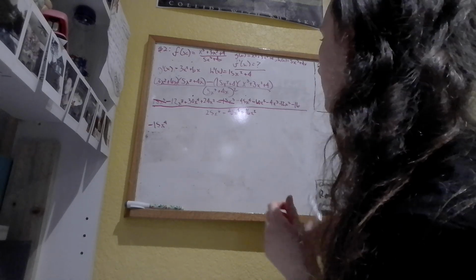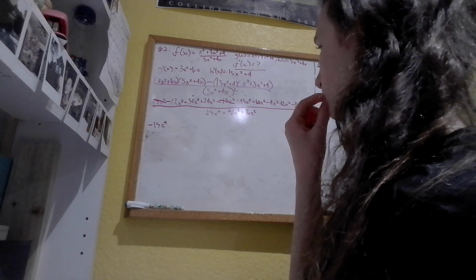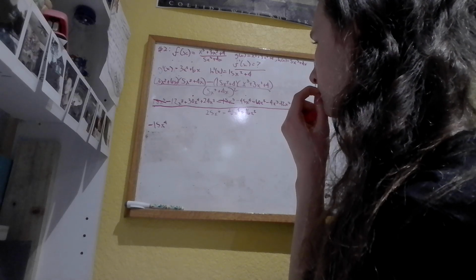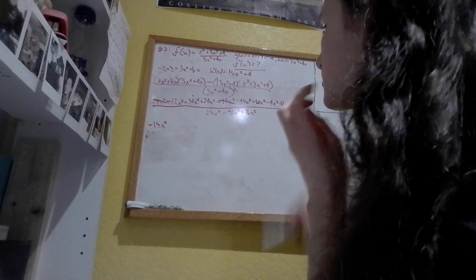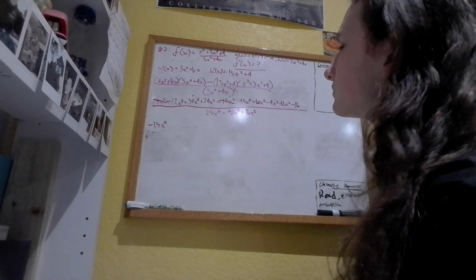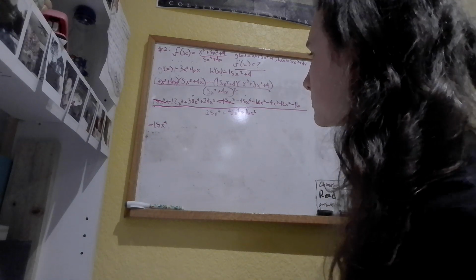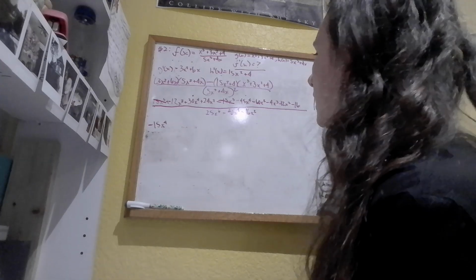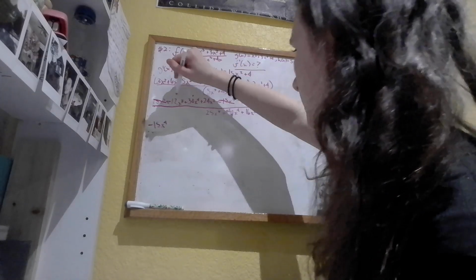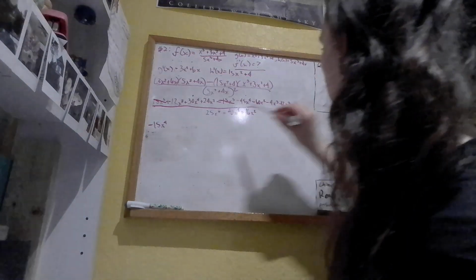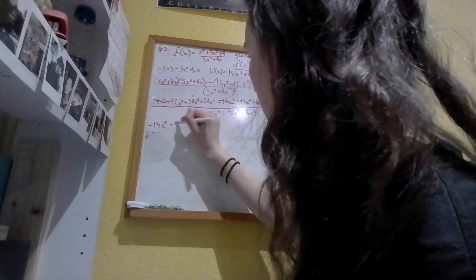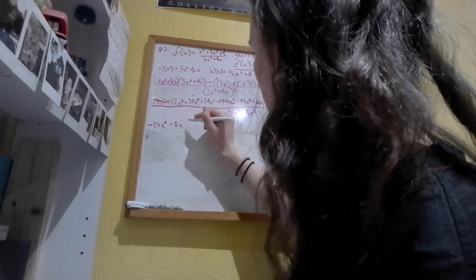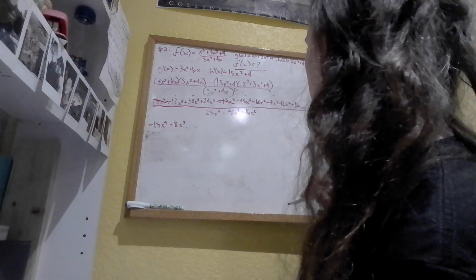Oh yes, okay. This is supposed to be plus 12 times x cubed. My apologies. So next we have 12 and minus 4. That will equal 8 times x cubed. We did those.